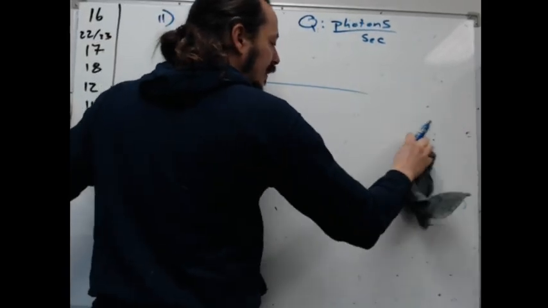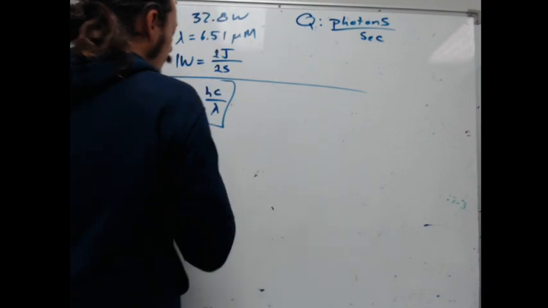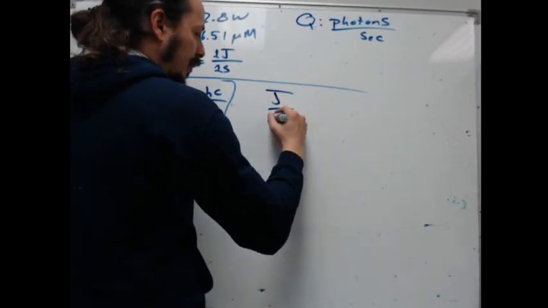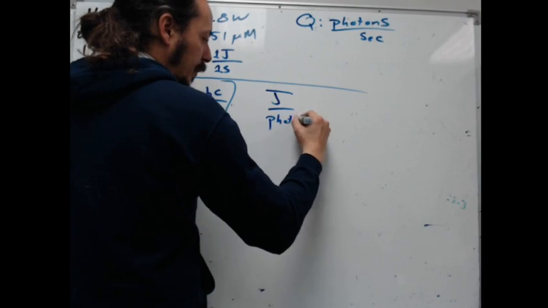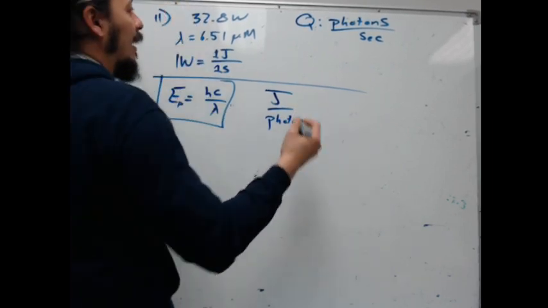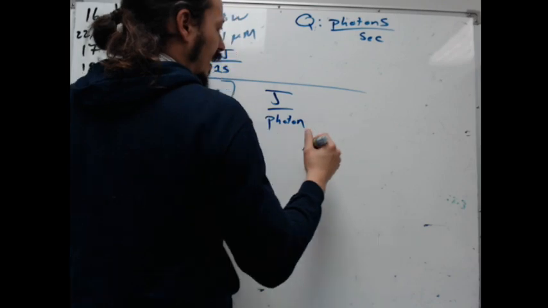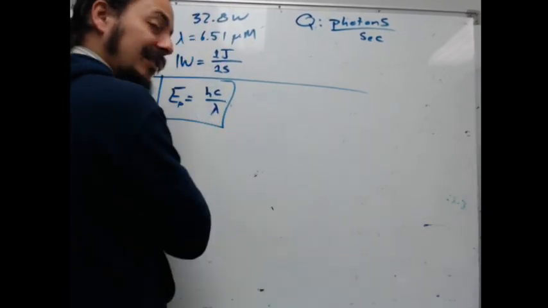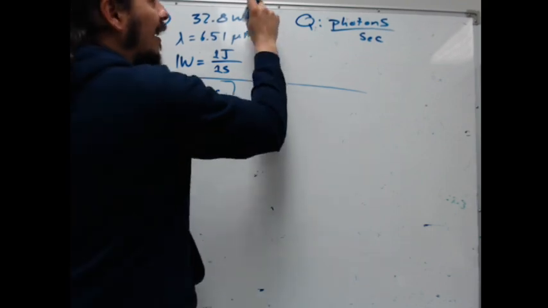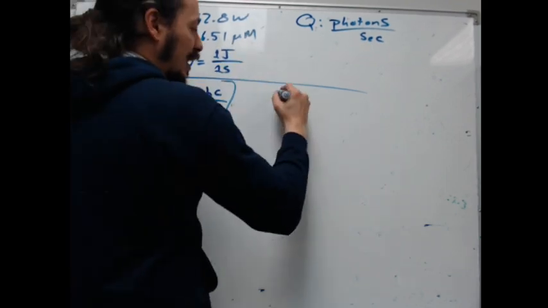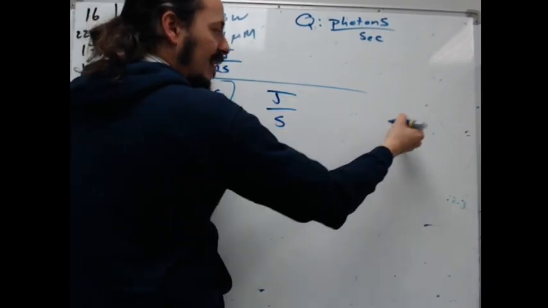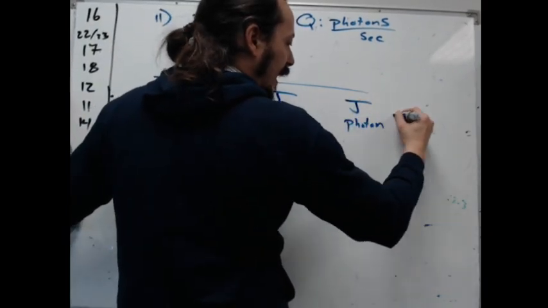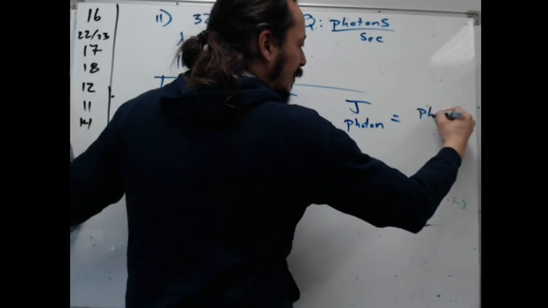This will give me something in terms of joules per photon. I want to write this in a slightly different order because I know how it's going to work out. The first piece of information I have is in joules per second. Then I've got something that's in joules per photon. And I want an answer that's in photons per second.